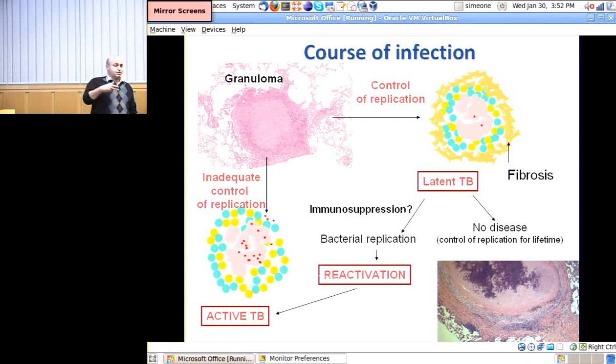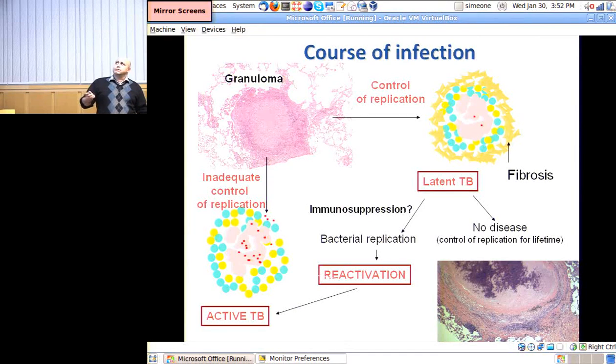This process has to keep going. If something is disrupted, what happens is there is inadequate control of the replication, and the bacteria can escape the granuloma and cause what's called dissemination. And that results in secondary lesions, either in the lung or, most often, in other organs.